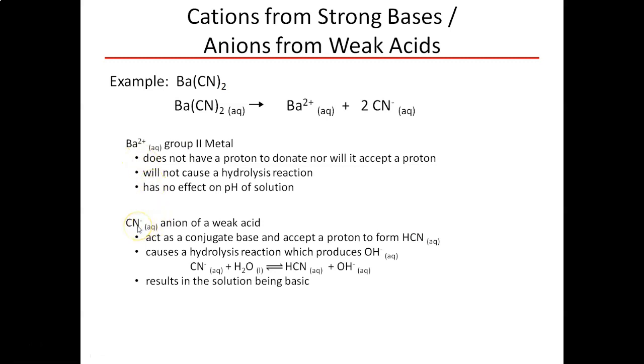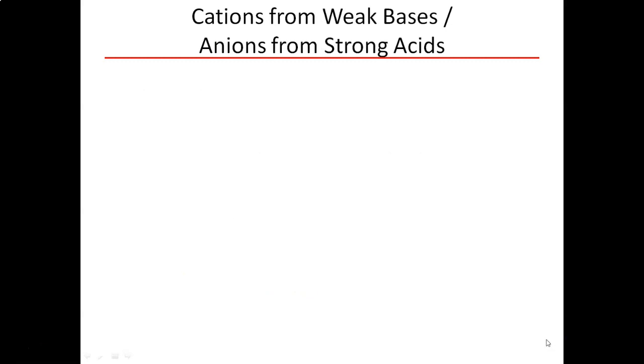Whereas my cyanide ion is an anion of a weak acid, so therefore it can act as a proton acceptor. Okay? It's a conjugate base to my weak acid, and when it accepts a proton, it's going to form that weak acid. In the process, it produces our hydroxide ion, and so therefore we get a basic solution. When explaining the effects of salts on the pH of a solution, if it causes a hydrolysis reaction, make sure that you write it.